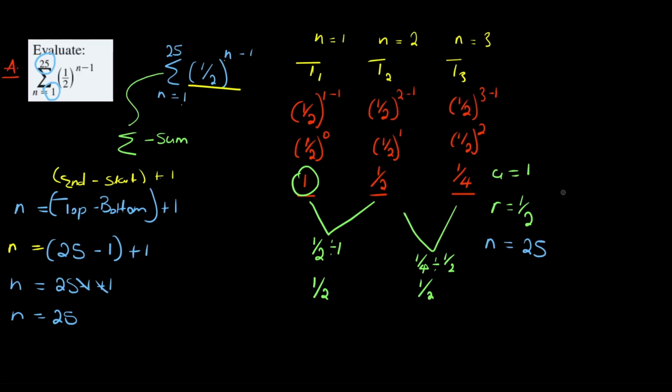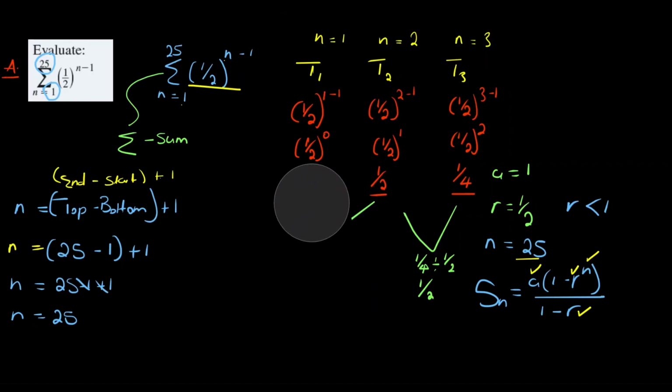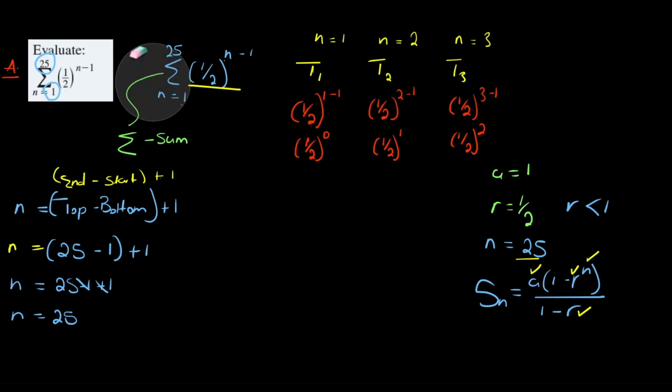So one more thing we need to do. Since our r is less than 1, we know that the sum formula for a geometric series we're going to use is S_n equals a times (1 minus r to the power of n) over (1 minus r). And we do have our r, which is a half, our n, which is 25, and our a, which is 1. So we can find the sum of 25 terms. So let's go ahead and calculate the sum of 25 terms. I'll briefly erase this. We can calculate the sum.